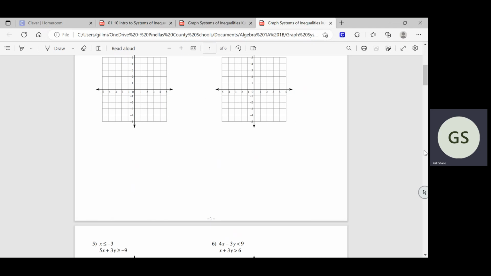Look at number... let's see, what number is it on your sheet? Well, it's number 6. I just don't know which number 6. Is it the first number 6 or is it the second number 6? It's actually the second number 6. Yeah, look at the second number 6. So it's the back page of the second page.